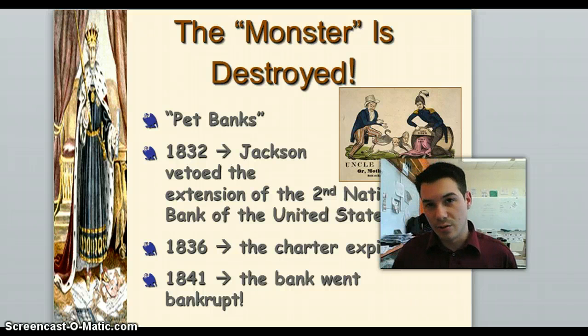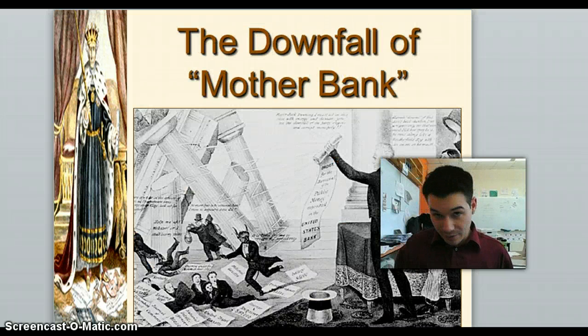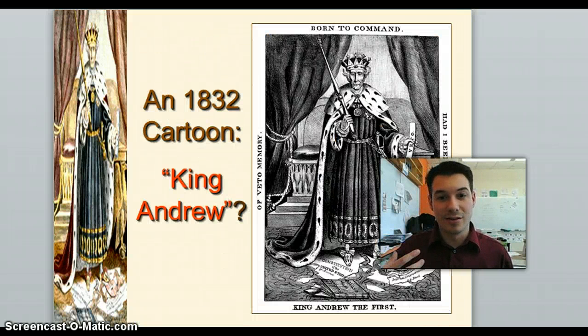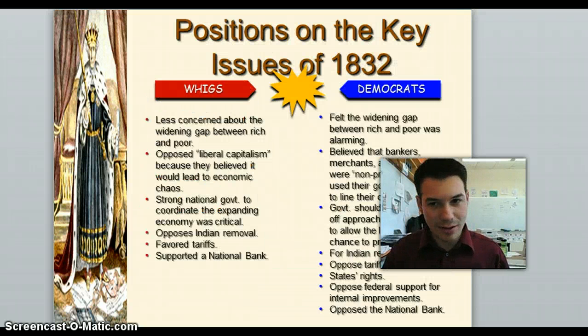But the monster is destroyed, including the pet banks. In 1832, Jackson vetoes the extension of it, the charter expires, and the bank goes bankrupt, which actually leads to not only the downfall of the mother bank, but even worse, leads to the Panic of 1837. And of course, people like King Andrew, losing his power a little too much.